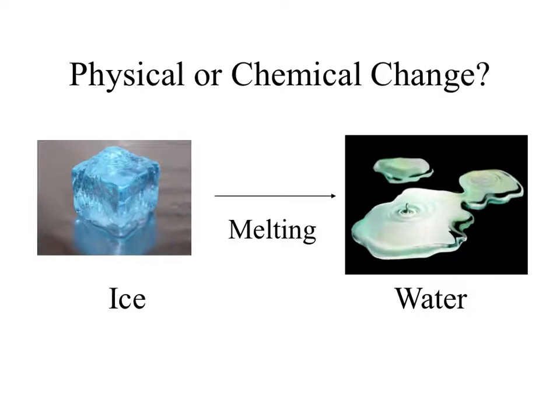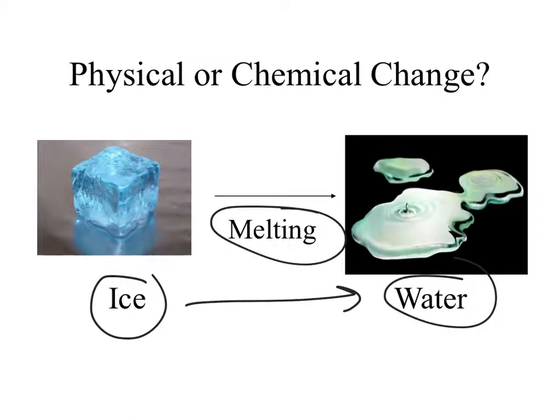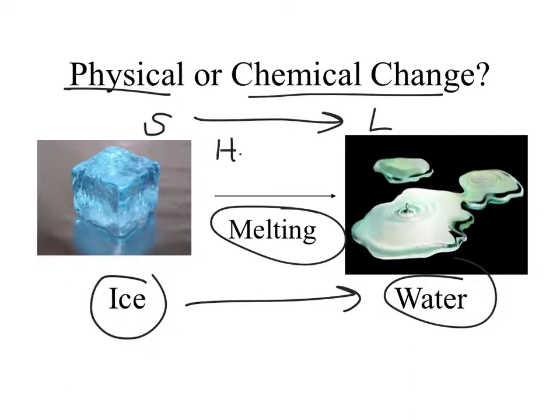So let's look at this. If you go from ice to water, which we know as melting, is that a physical or a chemical change? Well, ask yourself, is the ice and water still the same substance? Is it still H2O, water? Yes. So even though it went through a change, a phase change from solid to liquid, it's still H2O, water. So that means this is a physical change because even though it changed, it's still the same substance.